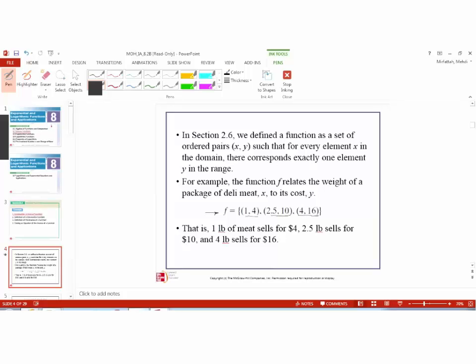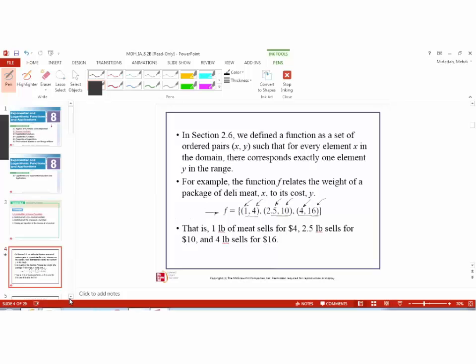In this case, x and y could correspond to anything here. They're saying that for this example, the function f relates the weight of a package of deli meat x to y, which would be the cost. So for 1 pound of the meat, the cost would be $4. For 2.5 pounds, the cost would be $10. For 4 pounds, the cost would be $16.